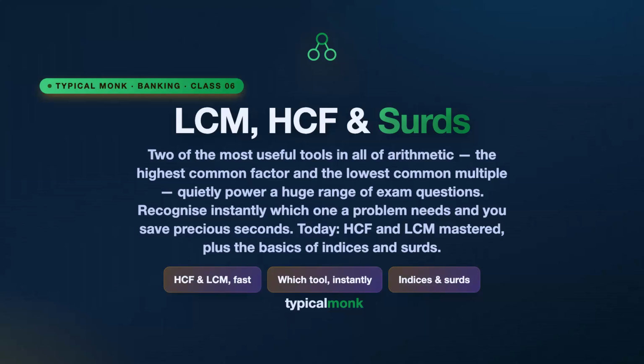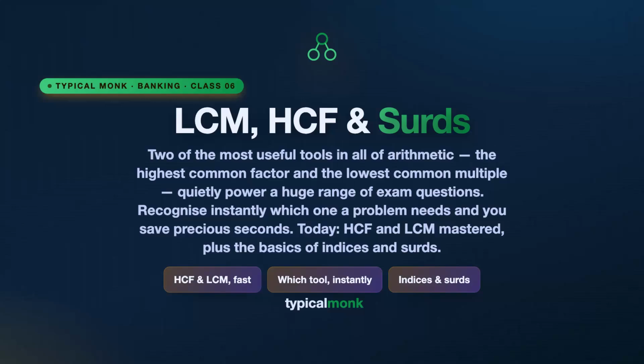In the last class, we built the number system, the foundation of everything in quantitative aptitude. Today, we take the next step and master two of the most useful tools in all of arithmetic, the highest common factor and the lowest common multiple, or HCF and LCM. These two ideas quietly power a huge range of exam questions, from bells ringing together to arranging things into equal groups, to problems on time and work you will meet later. And if you can recognize instantly which one a question needs, you save precious seconds under sectional pressure.